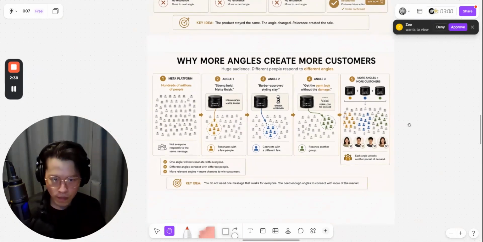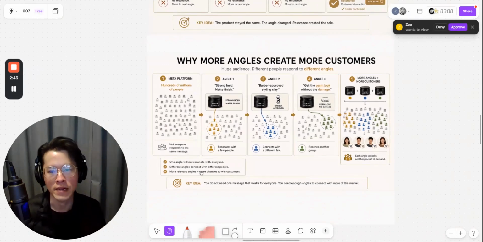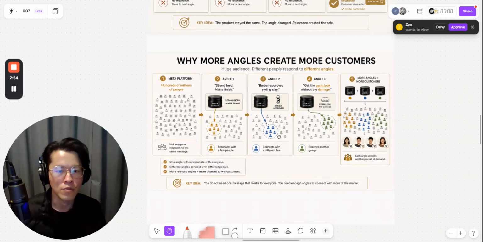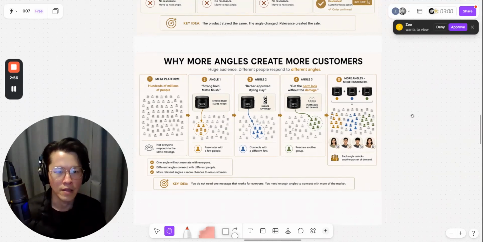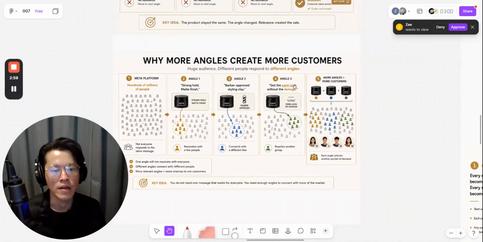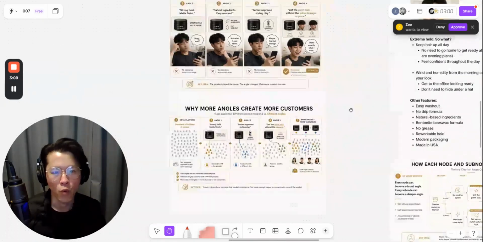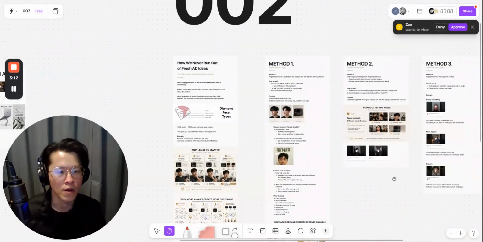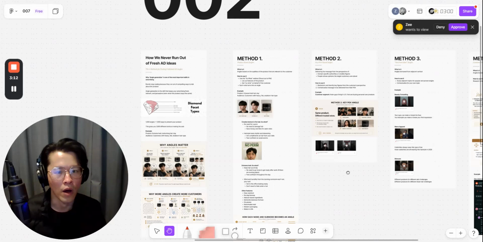So on the Meta platform, if you look at it from almost like this macro perspective, there are billions of people on the Meta platforms, and angle number 1 might resonate with a small pocket of these different customers, and then angle number 2 with a different pocket, and then angle number 3 with another different pocket. So collectively, when you have many different angles, you get to capture a bigger and bigger share of the total addressable market on the Meta platforms. So that is why we want to be able to come up with a lot of angles. So let's get into it.